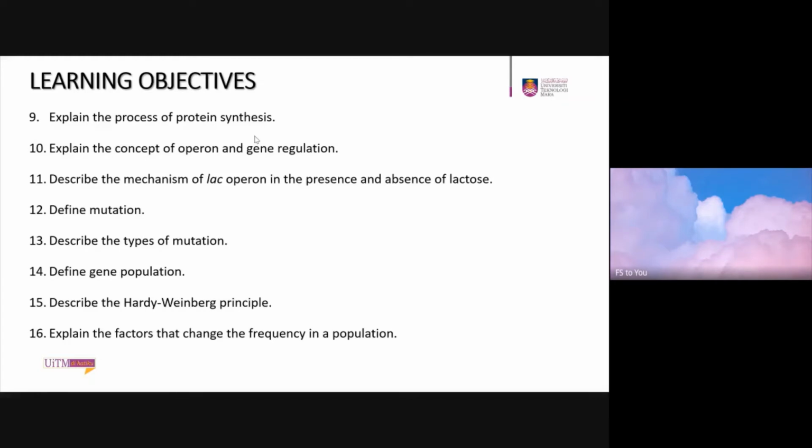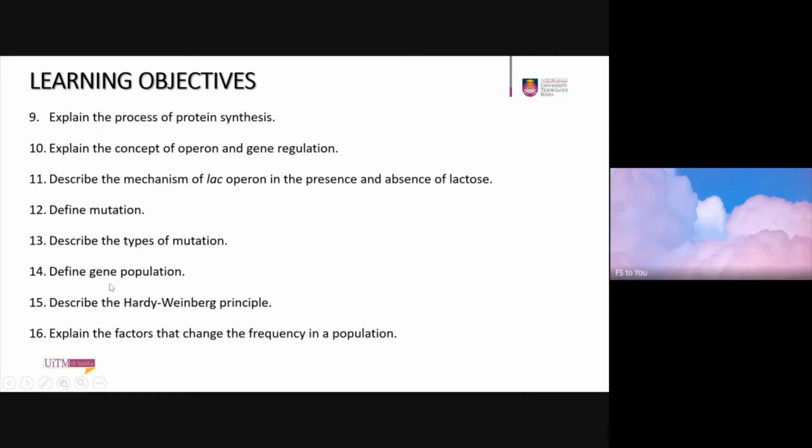And then number 2, define mutation. So you have to know what is mutation, the different types of mutation, the different types of genetic disorder that is due to mutation of the DNA or the chromosomes. Okay, and then the last one is the topic on gene population.